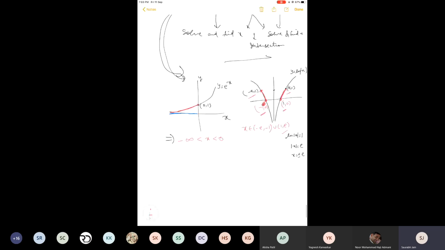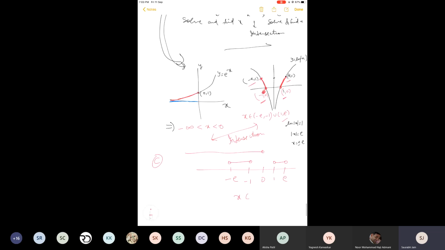Now finally, we will have to take their intersection, and that will be the final answer. So let us draw this. I think minus e to minus 1 will be the answer. That is option C. Why? Let us draw minus e, minus 1, 0, 1, e. This is the answer of the second one, and this is the answer of the first one. So what is the intersection? Minus e to minus 1, which is option C. That is the answer.